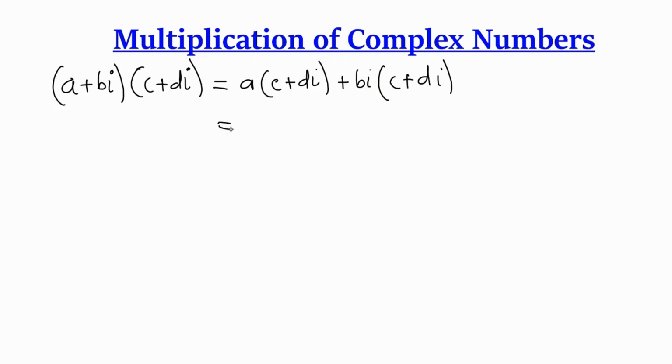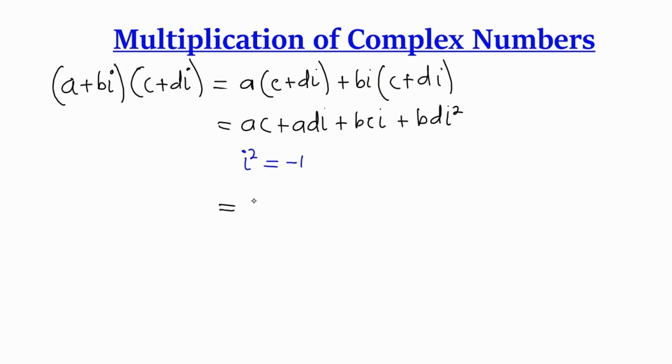At this point, we can see that a times c gives us ac, and a times di gives us adi. Then we move to the other parts. bi times c gives us bci, and then we have bdi squared. What we have to note in complex numbers is that whenever there is i squared, it is equal to -1. So you are going to substitute that.